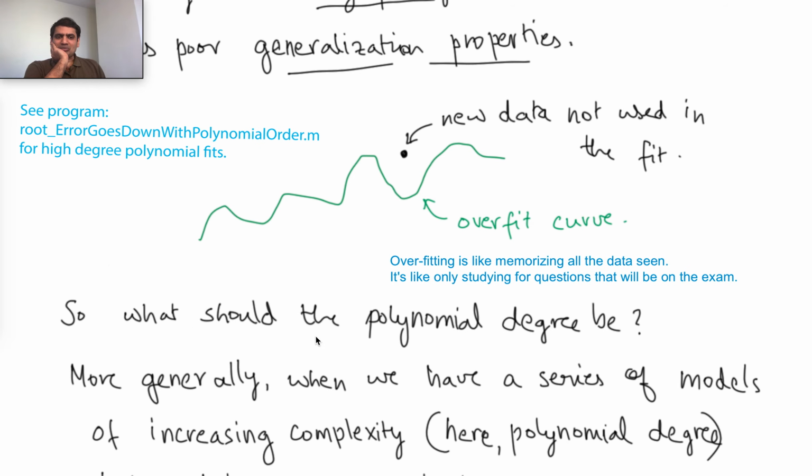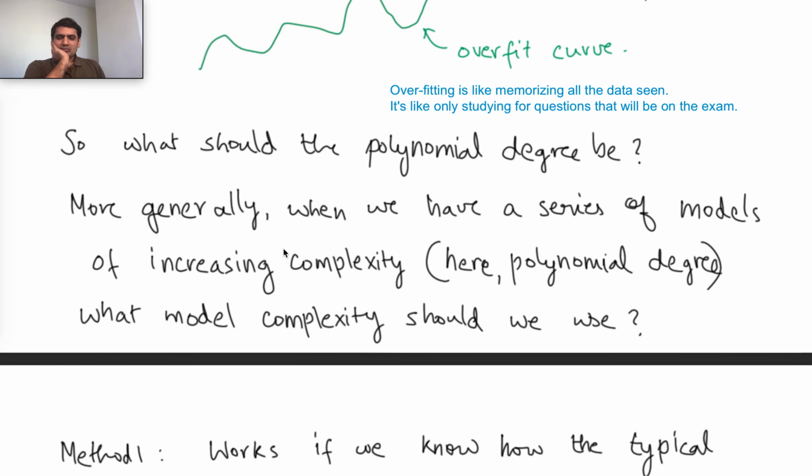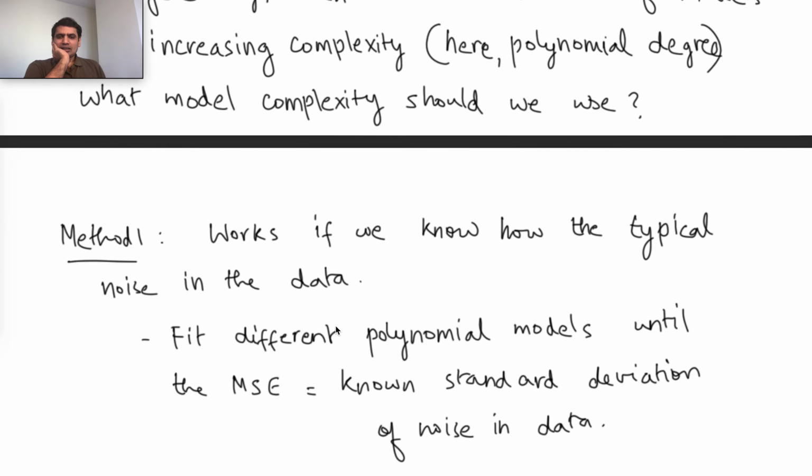So what should the polynomial degree be? Or, like I said, more generally, what should the model complexity be? Method one is when you actually know what the typical noise in the data is. You fit different models of different complexity, and you compute the mean square error, actually the root mean square error, RMSE. You compute the root mean square error and then equate it to the standard deviation of the noise in the data, which is assumed to be known.